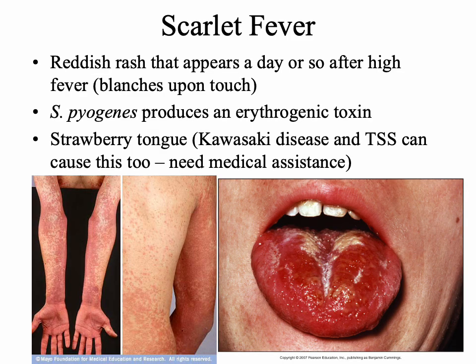What I mean by blanch is the reddishness goes away when you press on it, and you can see through the glass and see that happen. Then when you take the glass away, it gets red again. That's what we would call a blanch upon touch. If it does that, it's more likely to be scarlet fever than other things. There are some other diseases that can cause macular rashes, but it's an easy thing to check.